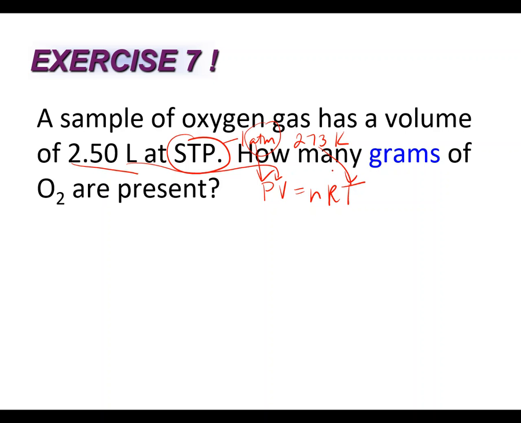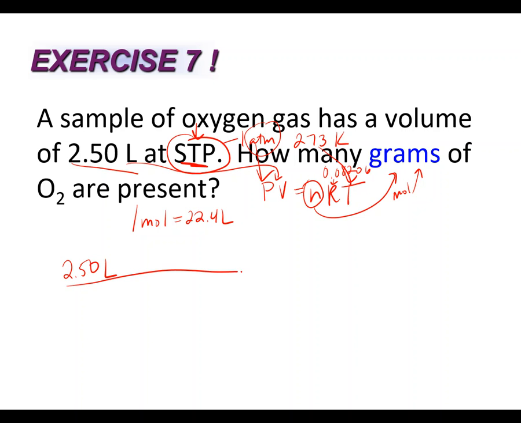If I use atm, I have my 0.8206 number I can put in for R and solve for moles. I can do it that way and then convert moles to grams. It's going to take longer though. If I see STP and I go, 1 mole equals 22.4 liters, I can use that instead and just set up a simple dimensional analysis.